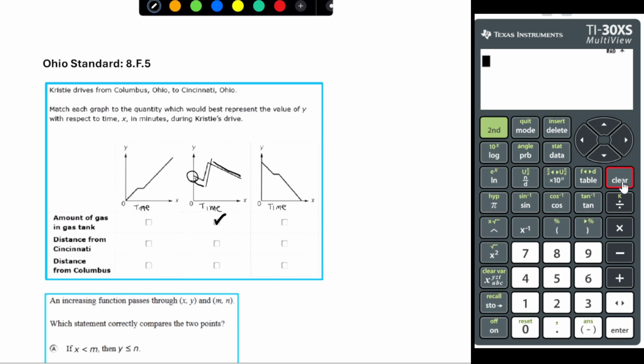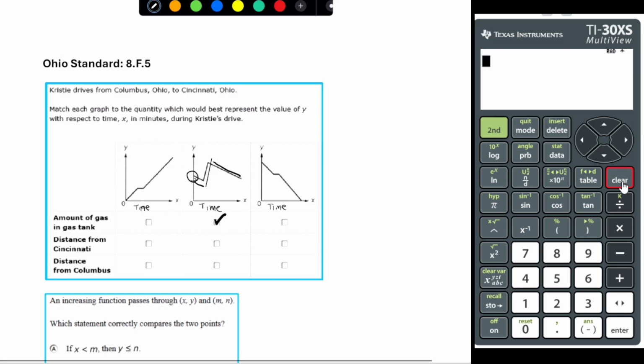Your distance from Cincinnati, okay? So, this one requires a little bit of thinking. You're starting in Columbus, and you're going to Cincinnati. That means that at your starting point, that is the farthest away you should be from Cincinnati, barring detours, right? And then as time goes on, you should be getting closer to Cincinnati before eventually arriving in Cincinnati. That's the goal. So which of these graphs represents that?